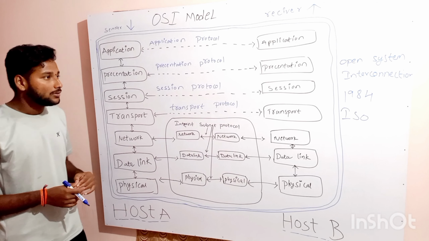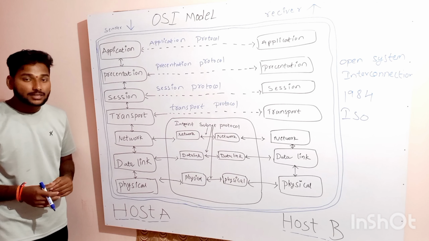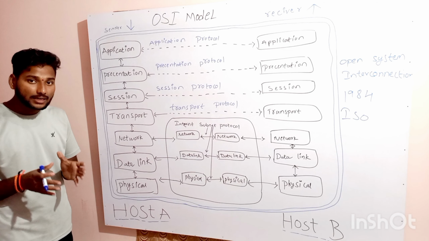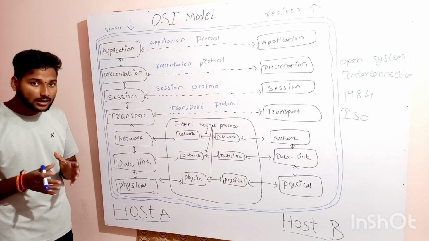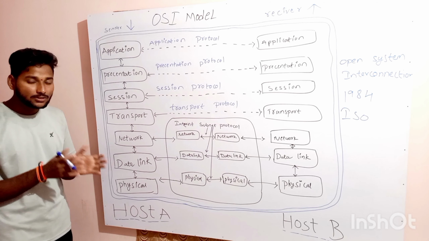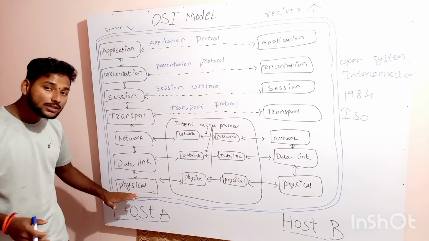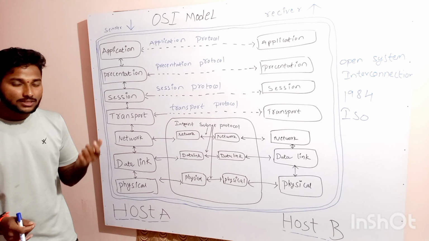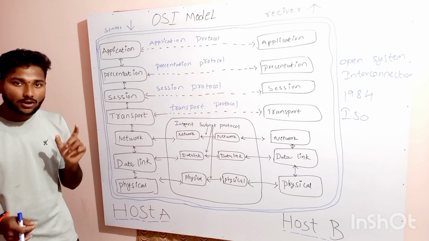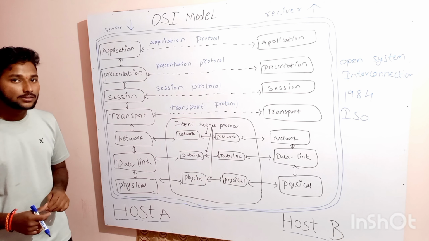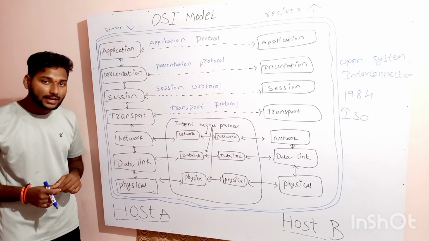Now the first layer is the physical layer. In the physical layer, the data is in the form of zeros and ones. We transmit the zeros and ones from one host to another host using the physical layer. The data, which is always in the form of binary 1 or 0, this raw data, is transferred through the physical layer.